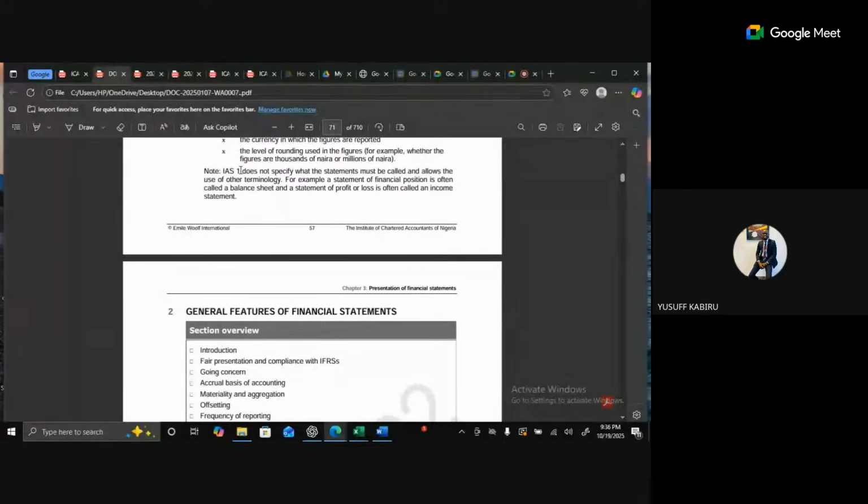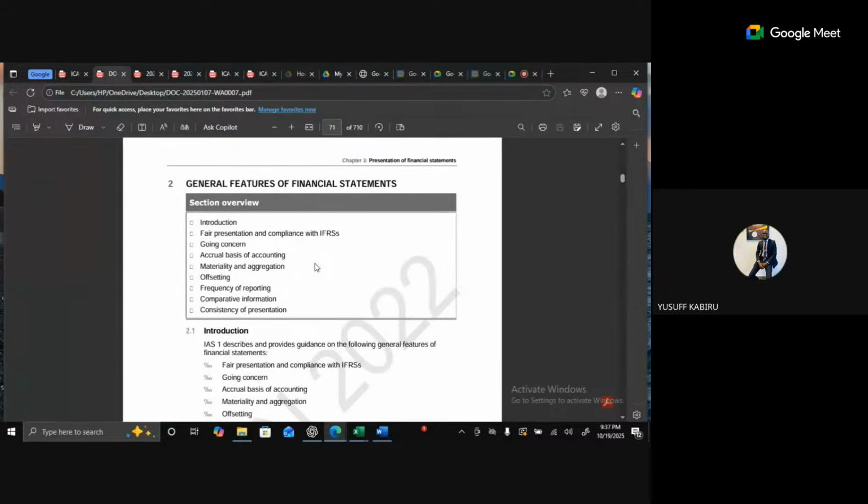Yeah, so they say IAS 1 does not specify what statements must be called, or it allows the use of other terminology. So what they are saying is that you can decide to call your statement of financial position a balance sheet, no wahala. You can decide to call your income statement profit or loss, or you call it income statement, or you call it statement of comprehensive income. So IAS 1 does not impose one particular name that you must use. That is basically what they are saying here.